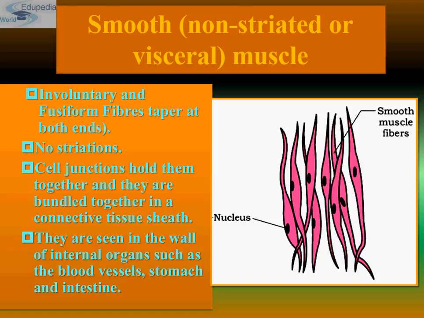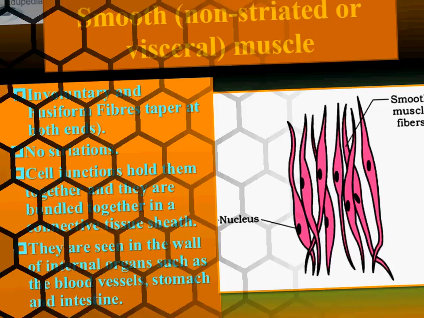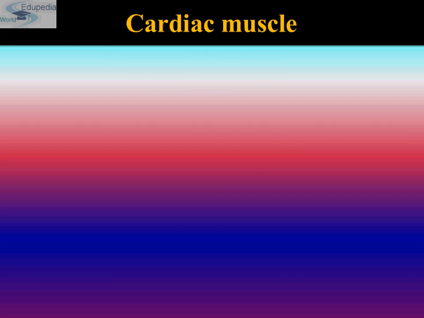Smooth muscles, they are involuntary as their functioning cannot be directly controlled. So they are seen in the internal organs such as blood vessels, stomach and intestine. Okay, and these are the cell junctions which hold them tightly together and they are bundled together in a connective tissue sheet. Okay, and of course they have nucleus in it.